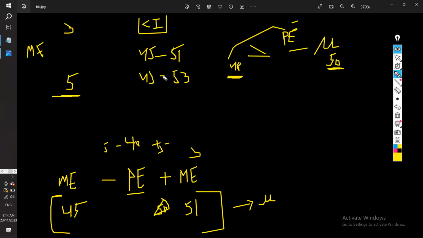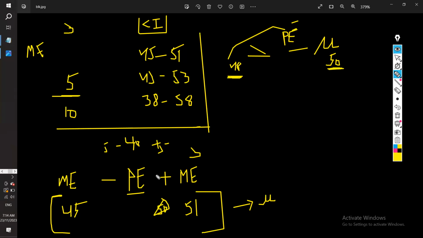Okay. If it is 10, 58 and 38. Okay. Getting? So now, based upon this error, how much you are adding or subtracting, this interval is getting clearly changed.